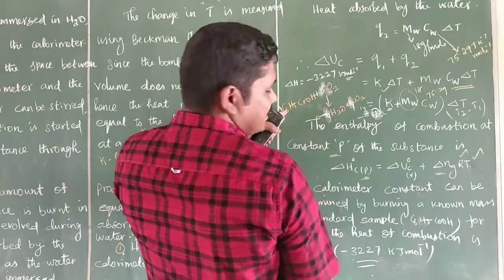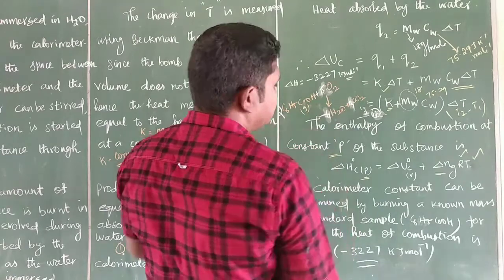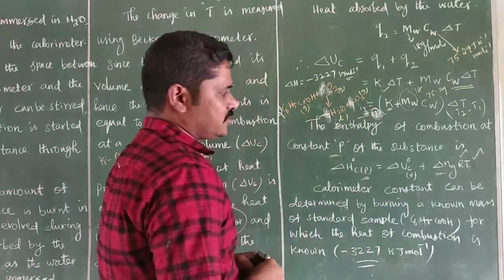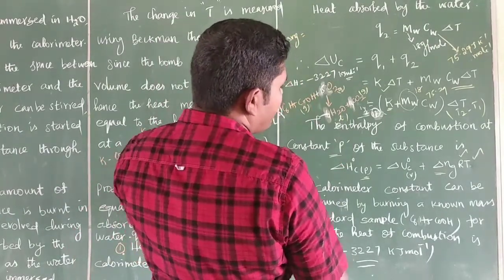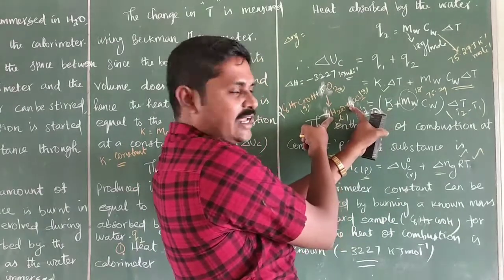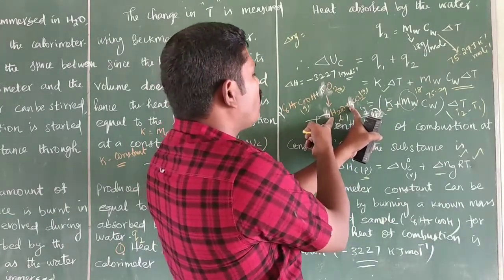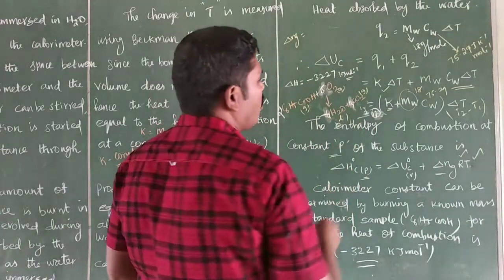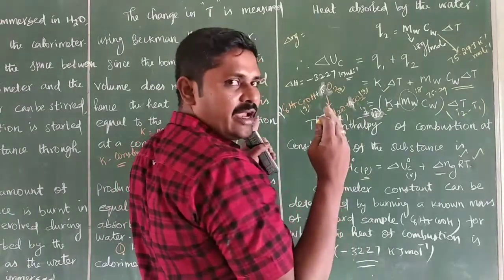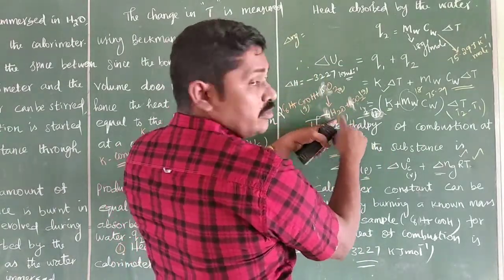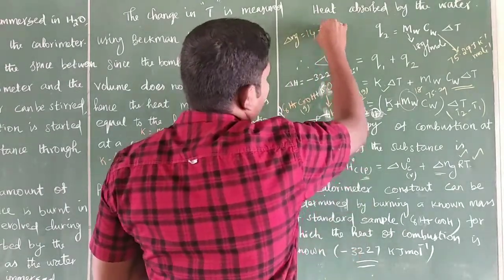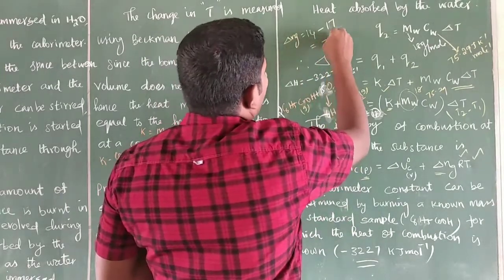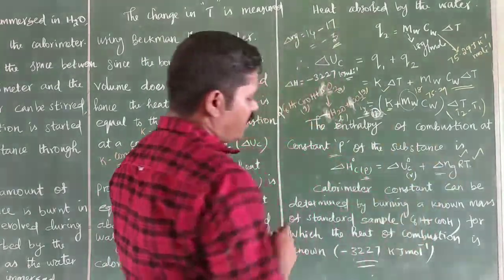For example, benzoic acid. Benzoic acid is solid, hydrogen is liquid, oxygen is gas, and carbon dioxide is gas. The molar concentration of liquid and solid is taken as 1, so they do not count, and delta n_g counts only gases. So 15 minus 15 plus 2, 17. It is equal to minus 3. So the delta n_g value in benzoic acid is minus 3.